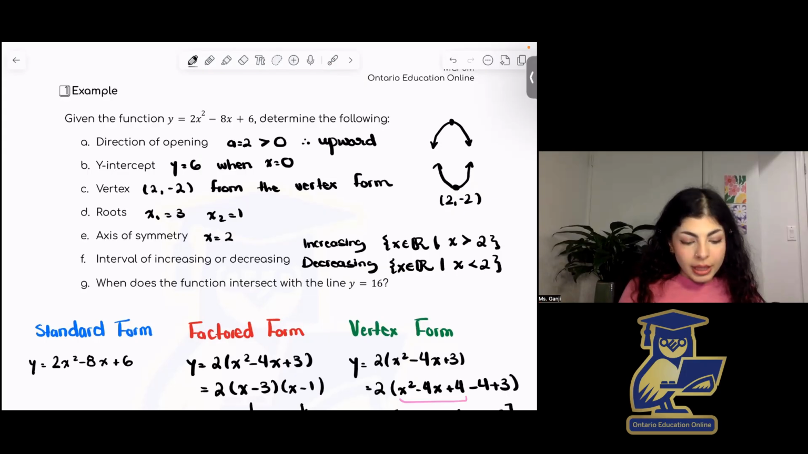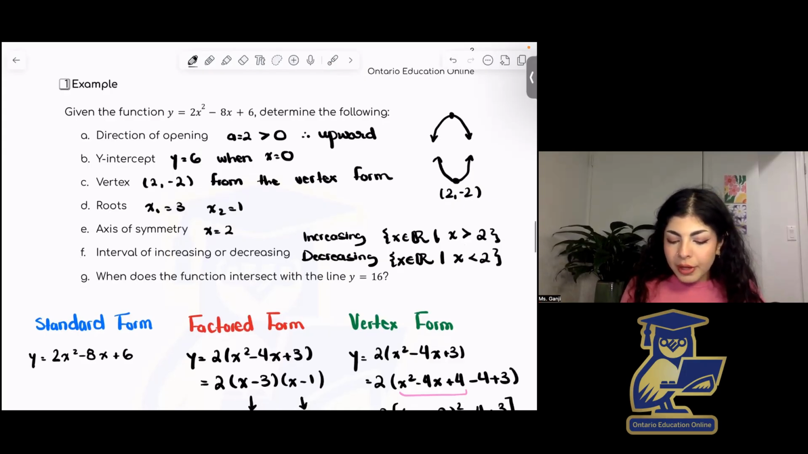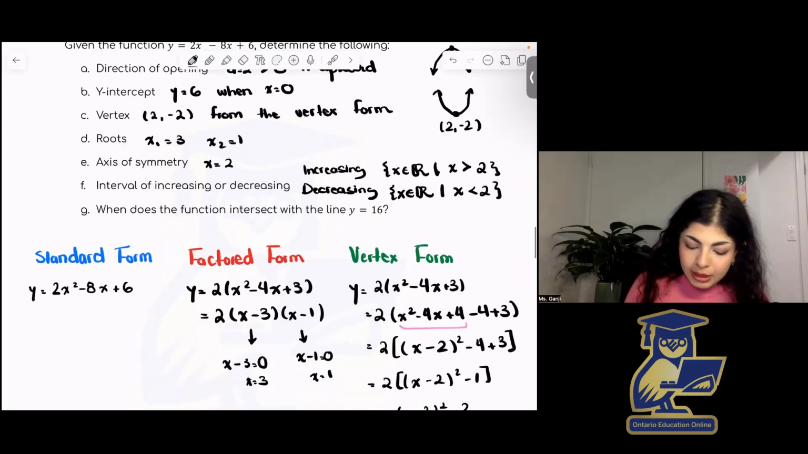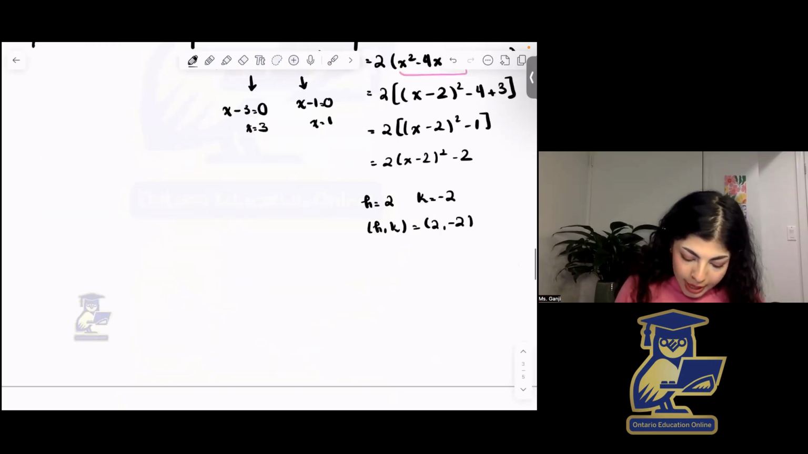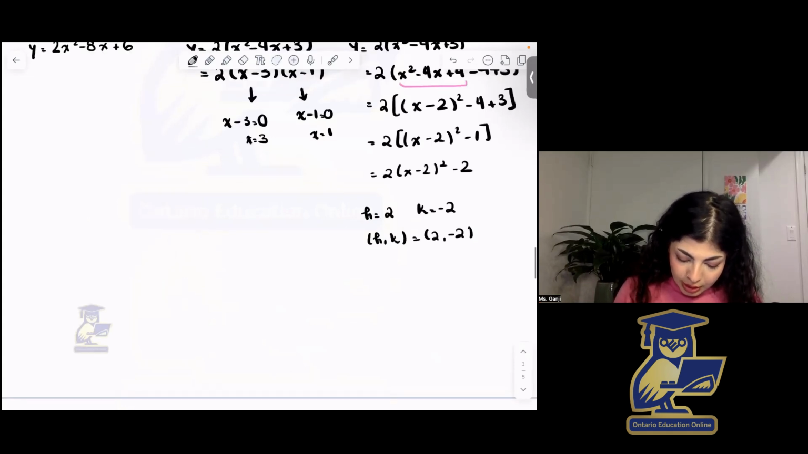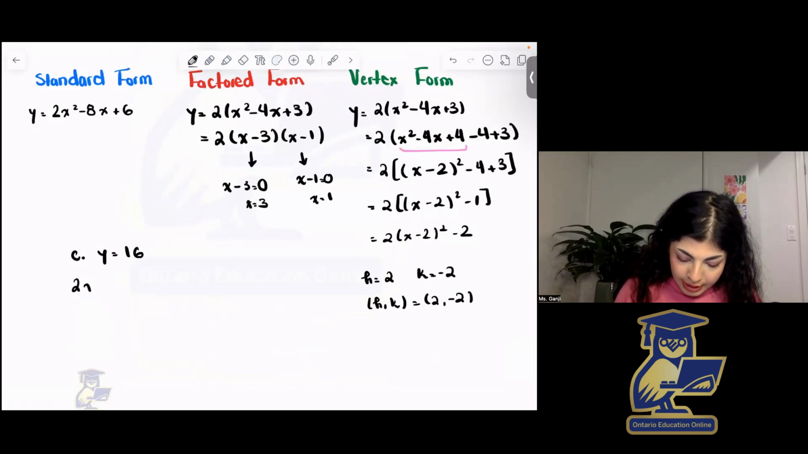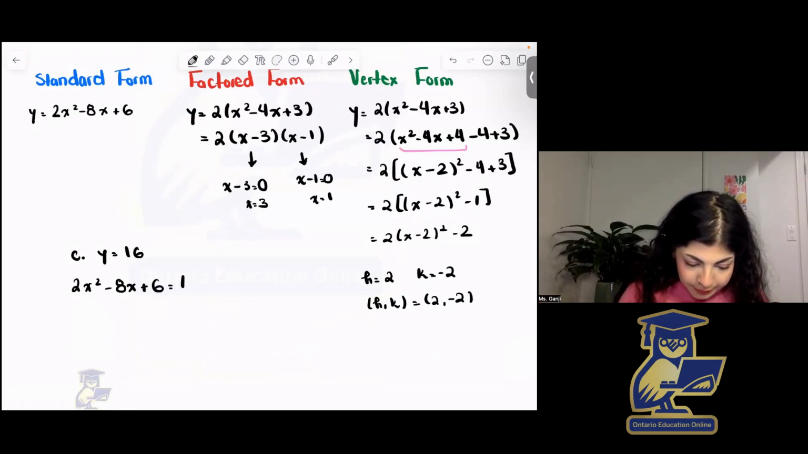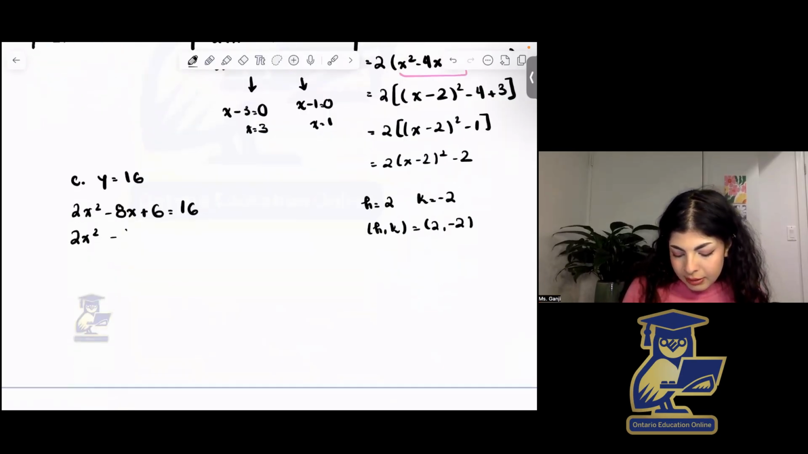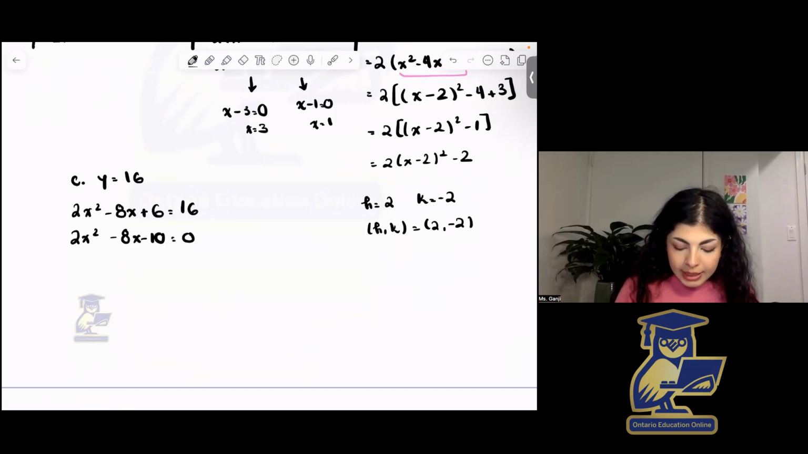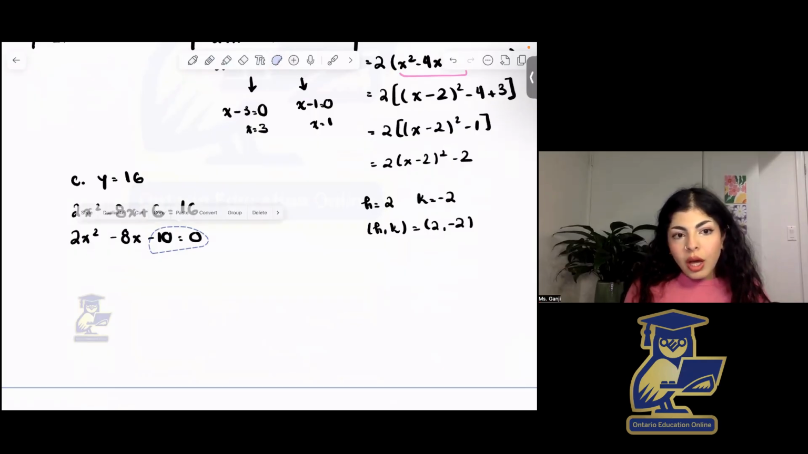Now our last problem here is when does the function intersect with the line y equals 16? Here we are just setting y to 16, which gives us 2x squared minus 8x plus 6 is equal to 16. And then I'll move this over to get 2x squared minus 8x minus 10 is equal to 0. Now I have a quadratic function that is equal to 0. This one looks like friendly numbers, so I'm going to try to factor it.